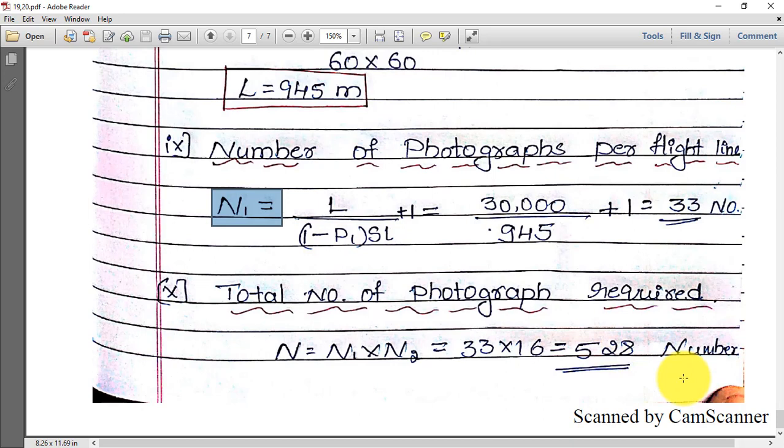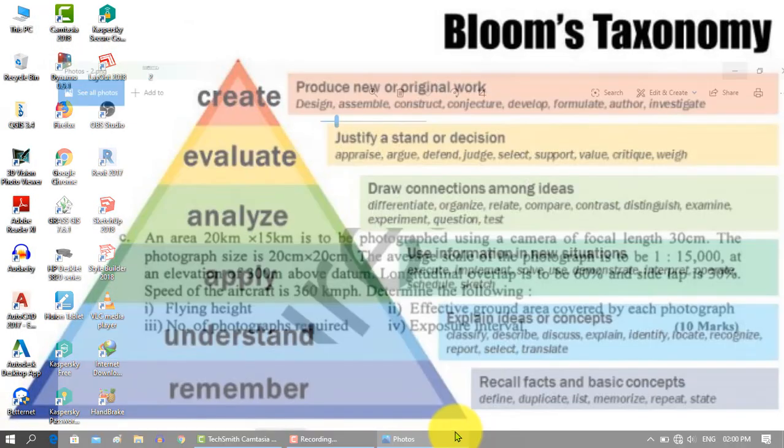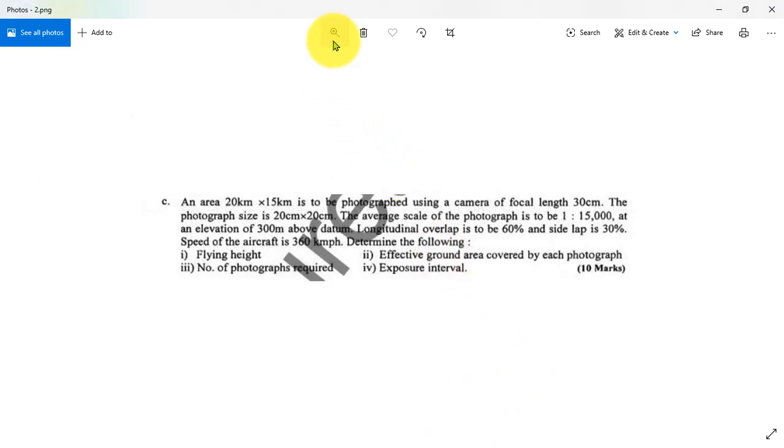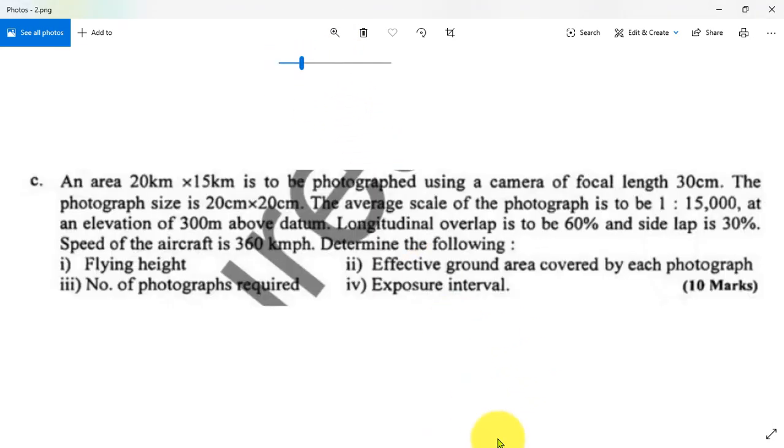So this is complete 10 sub-question answers. So whatever asked in exams you can calculate according to that. So for your assignment purpose, one problem is given, that problem is given for 10 marks. So solve it yourself, okay?